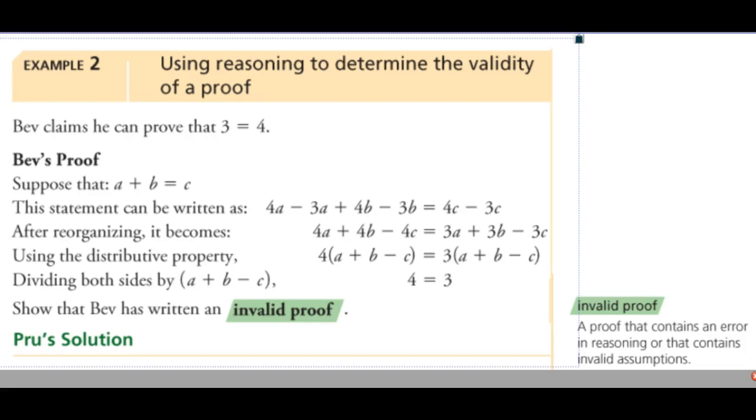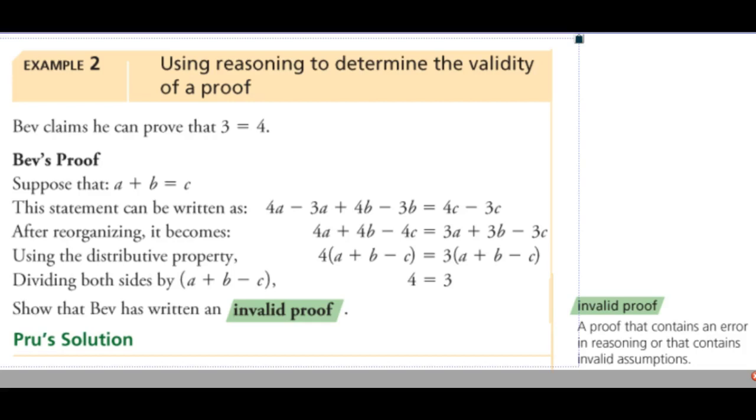So he goes through and he says A plus B equals C. Then he splits up A, B, and C, and he's using 4s and 3s because that's the end result he wants to have. So he says that 4A subtract 3A plus 4B subtract 3B equals 4C subtract 3C. All he did was take 1A and instead make it 4A minus 3A, which is still 1A. It's just written in expanded form.